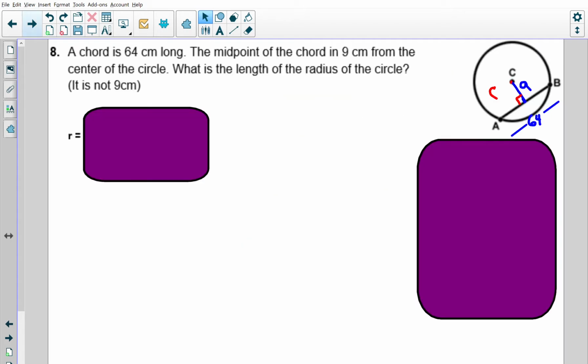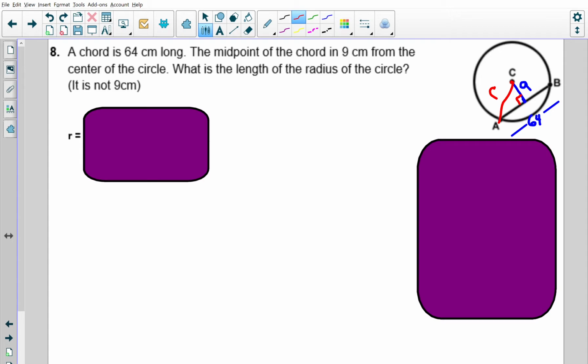All right, here we have another chord problem. We know that the chord is 64. That's line segment AB over here. I have marked 64. The midpoint of the chord is 9 centimeters from the circle. So they're giving you that portion of the radius, which we know would have to equal whatever that is. That's not a very straight radius. Don't judge me.